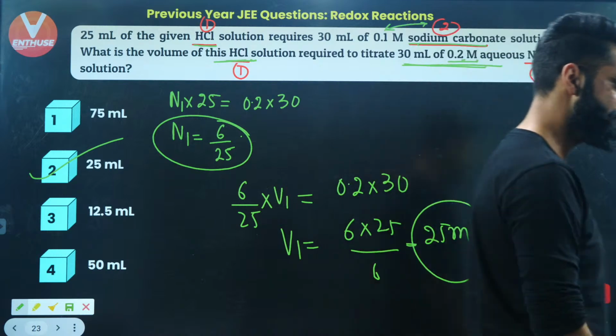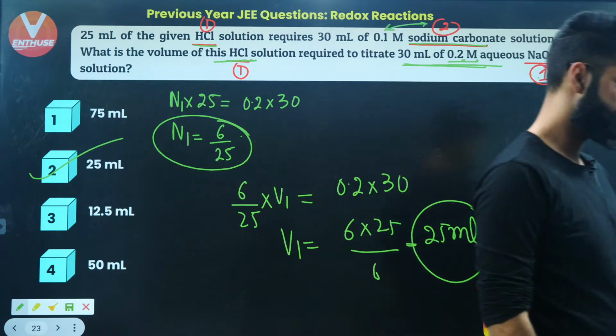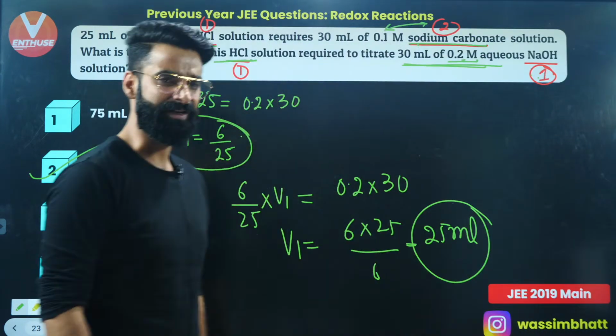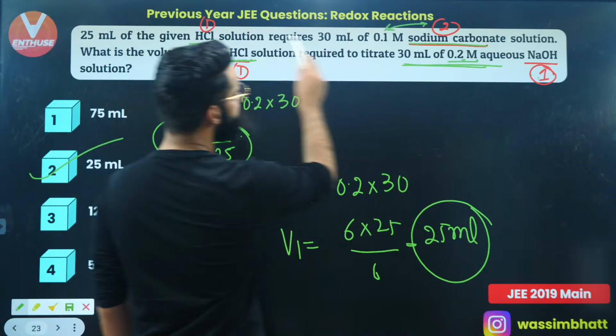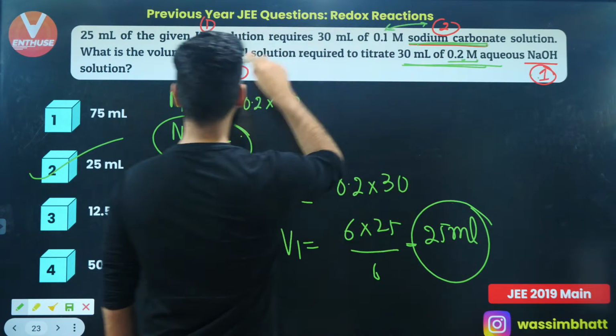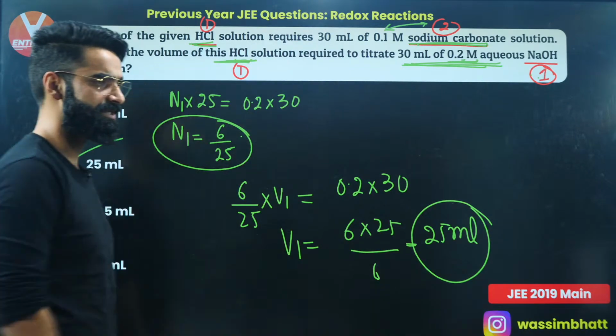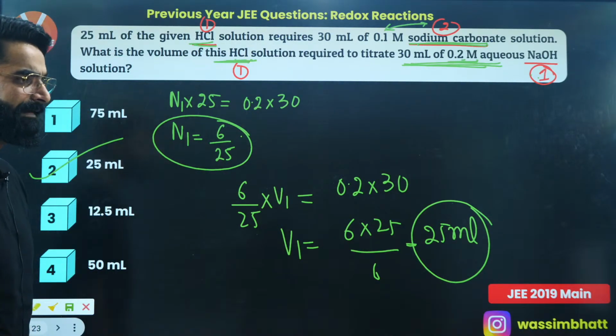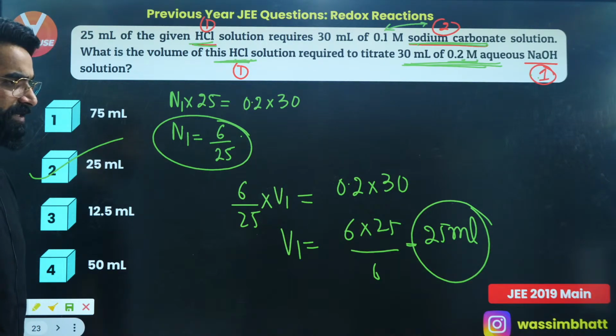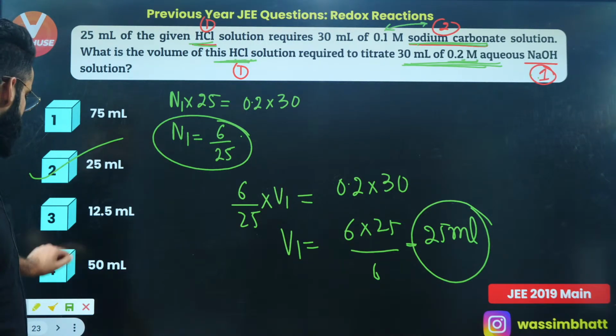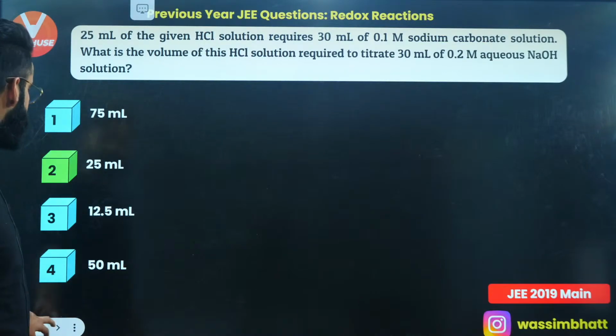Isn't it simple, guys? First, equate the milliequivalence of HCl with sodium carbonate, then equate the milliequivalence of HCl with sodium hydroxide. Get the answer. That's all. Absolutely, guys. Let's directly jump into one more question then.